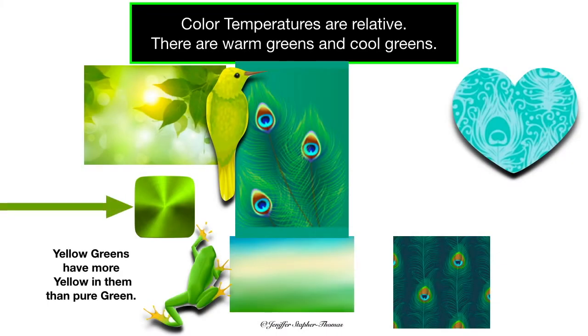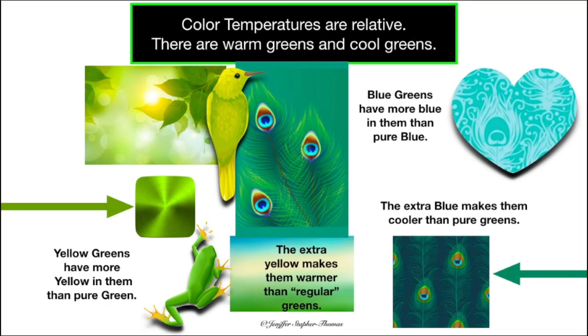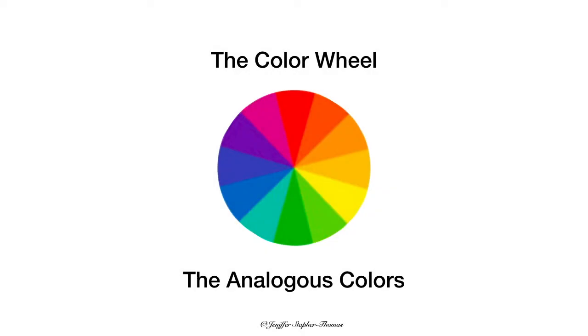Yellow greens have more yellow in them than pure green. And that extra yellow makes them warmer than regular pure green. And blue-greens have more blue in them than pure green. The extra blue makes them cooler than pure green. Isn't that beautiful? The analogous colors.